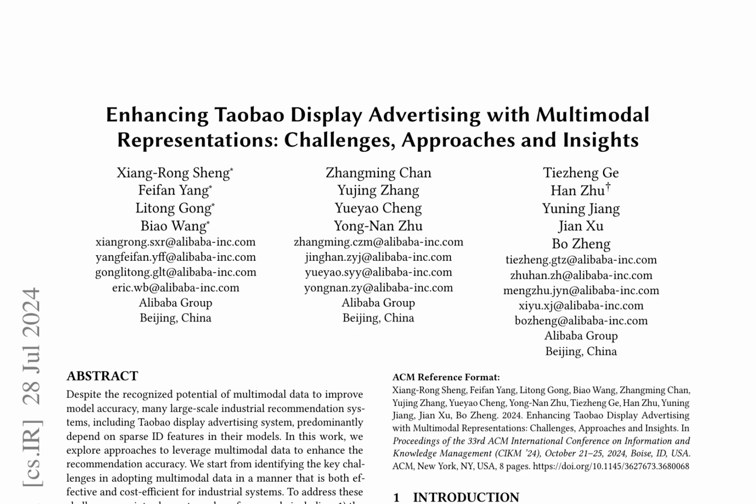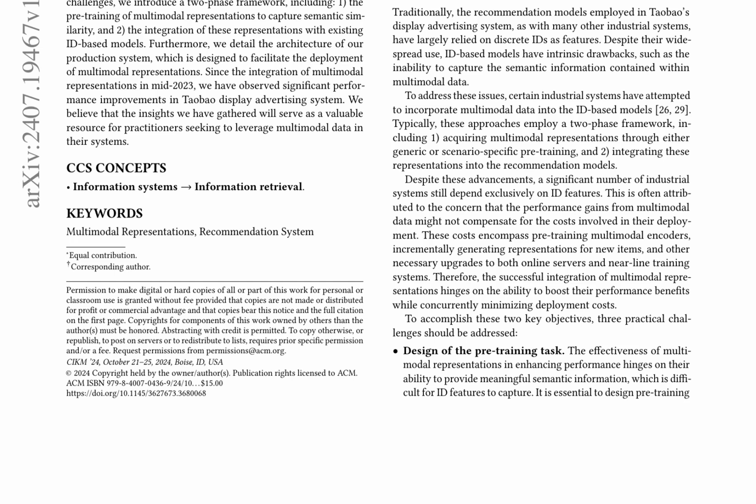The paper discusses enhancing Taobao display advertising through multimodal representations, focusing on challenges, approaches, and insights. It proposes a two-phase framework to leverage multimodal data for improving recommendation accuracy. The first phase involves pre-training multimodal representations using semantic-aware contrastive learning, which captures semantic similarities among items. This method utilizes users' search queries and purchase actions to construct a pre-training dataset tailored for e-commerce scenarios.